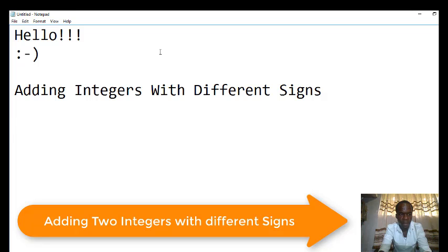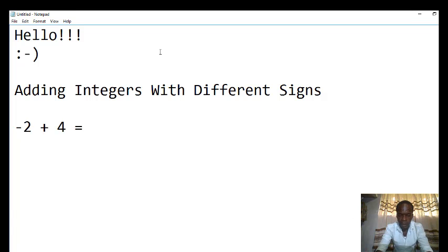Something like -2 plus 4. And later we will go with -5 plus 6, or we can even try -5 plus something like 2, like 3. And later we may try something like 3 plus -4. Okay, this should do it.